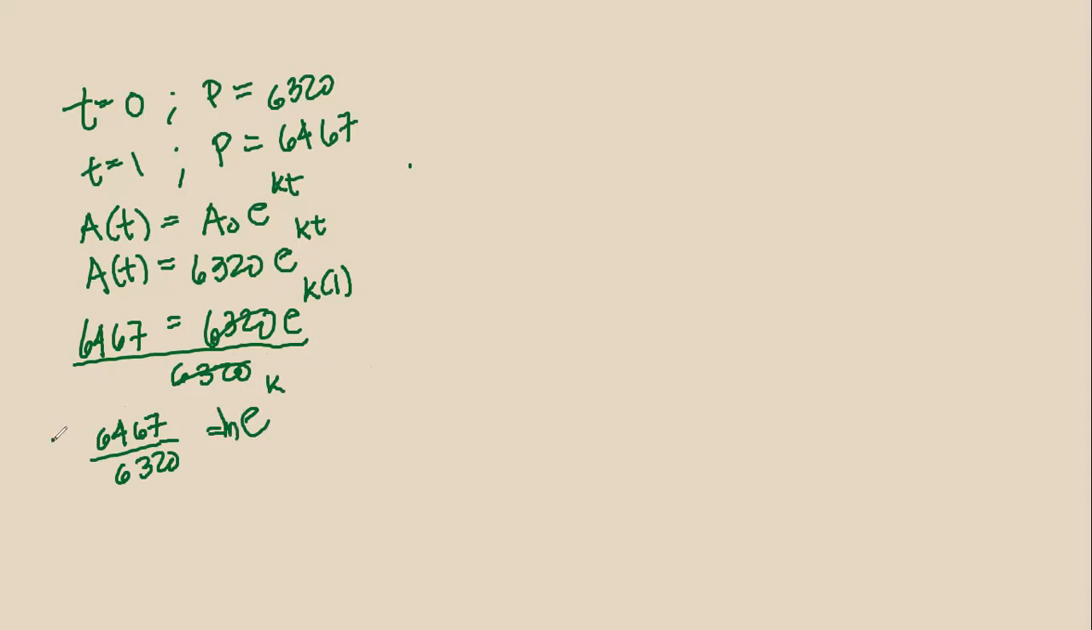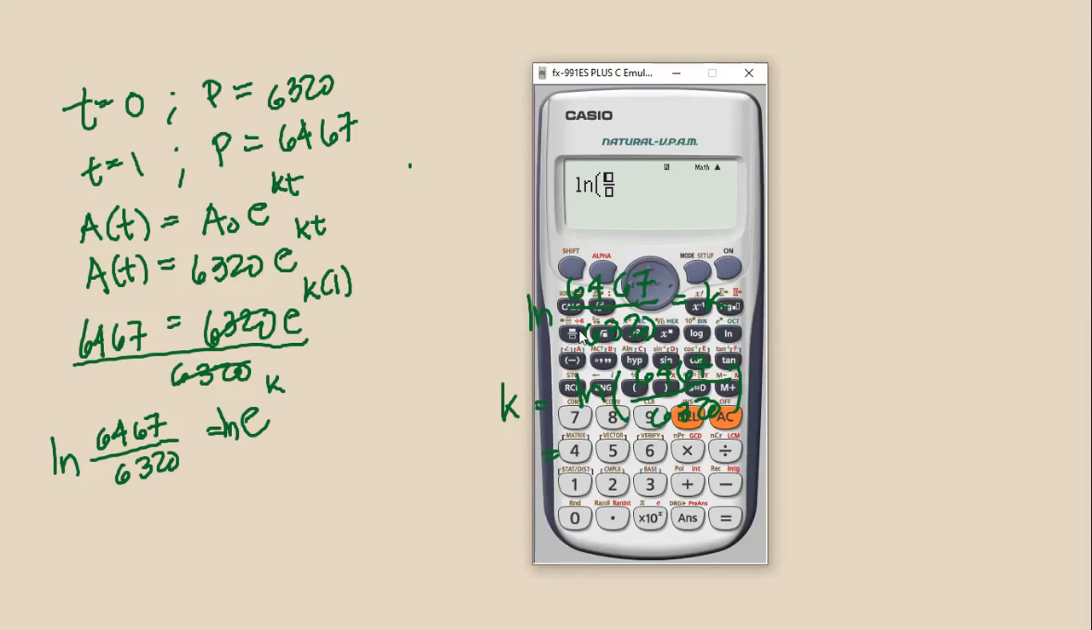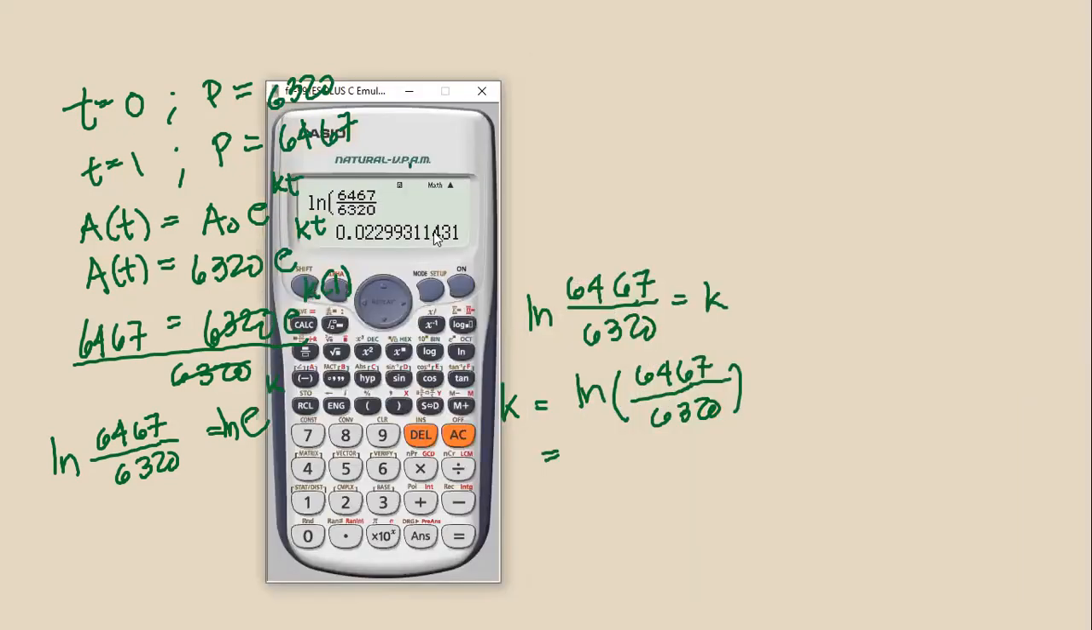So, pwedeng di na natin isulat si 1. Okay? Then, take the natural logarithm of both sides. We get ln of 6,467 over 6,320 is equal to k. And that is our answer already. So, ln of 6,467 over 6,320. We use our calculator to solve, and we get 0.0229 or 0.023. Okay, so 0.023 or 2.3% yung ating rate. Okay, so ang rate of increase per year ng ating population ay 2.3%.